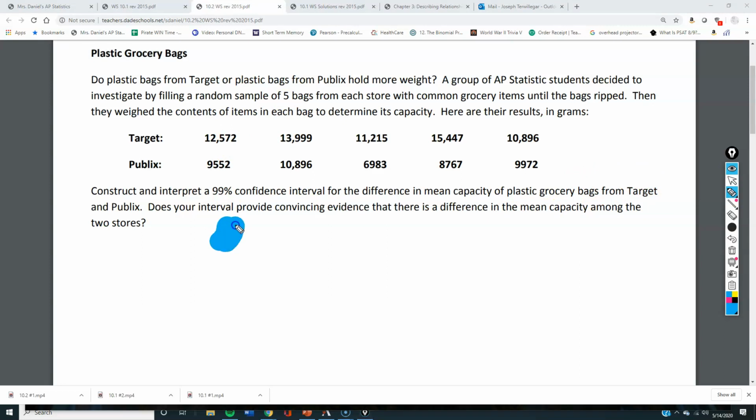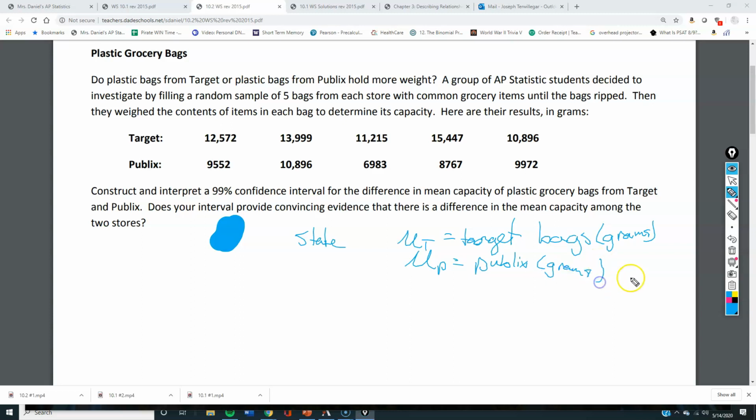All right, so state. We're going to do mean T as target bags. Oh my gosh, computer, not today. Target bags in grams. We're going to do mu. P is public bags in grams. Please be better than me. Write better. This is ridiculous. And I'll show you. All right, hold on a second.